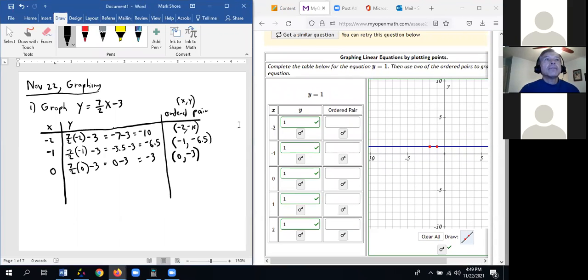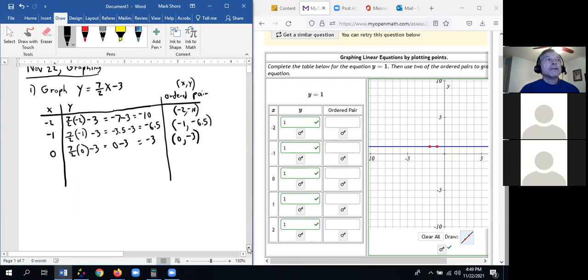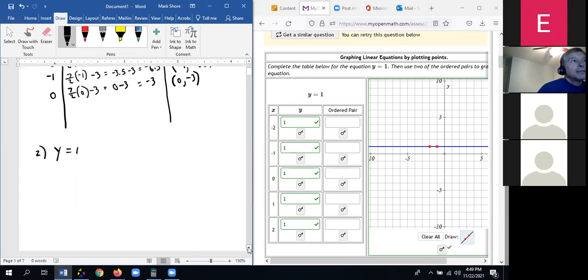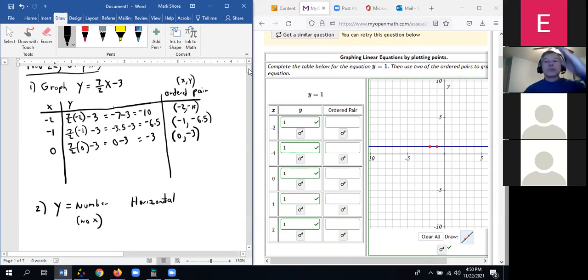So the graph of an equation in the form of y equals a number. Anytime you have y equals a number, and there's no x or anything like that, then you're going to get a horizontal line, because the y, which is the height, is always going to be that number, that high. Like the last one, y equals 1, the height is always 1. When you have the x in there, y's and x's, you're going to get a slanted line in some way.